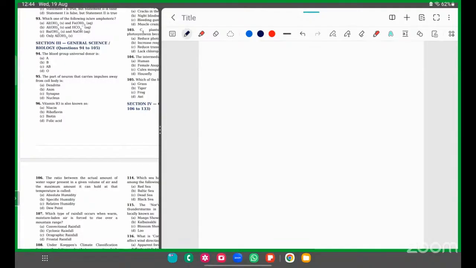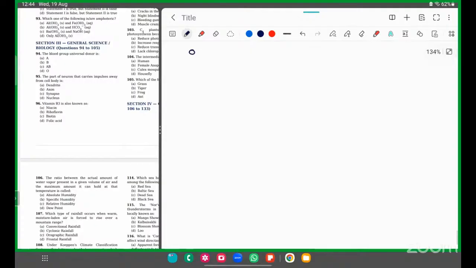So we are going to solve the general science paper, starting from section 3, question number 94. The blood group universal donor is.